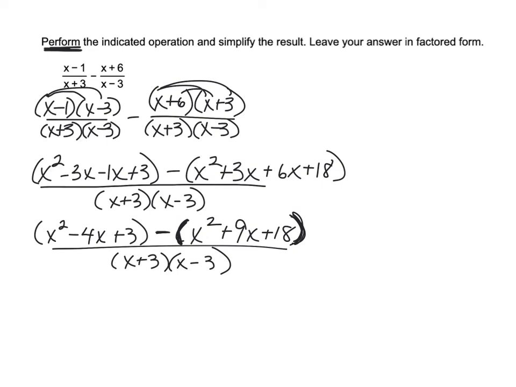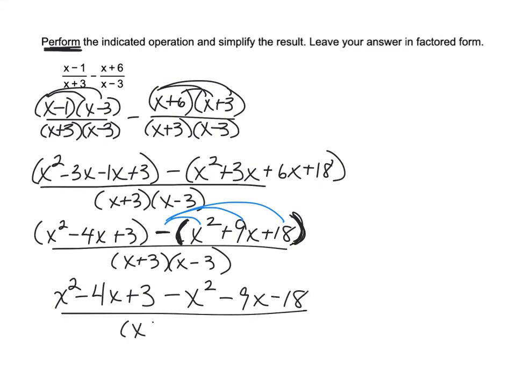Okay, so now we're getting really close to the end. We want to drop the parentheses, which means we're going to have to distribute the negative through, like that. Okay, and when we do that, we get minus x squared. You just change the sign. Minus 9x minus 18. And your final step is combine any common terms that you can. Right? X squared minus x squared, that actually gives you 0. We have negative 4x minus 9x, that gives you negative 13x. And 3 minus 18.